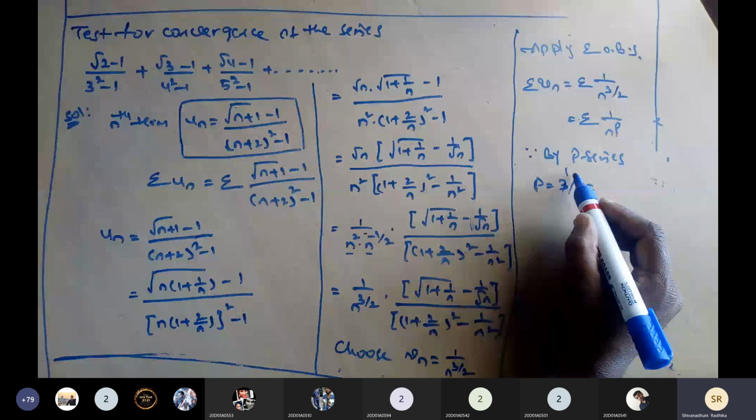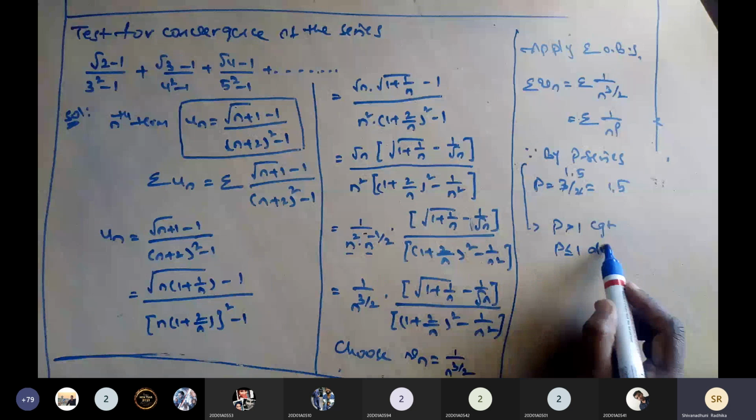Now by the p series, what are the conditions? p greater than 1 is convergent, p less than or equal to 1 is divergent. Now p equals 1.5, which case is it, ma'am?